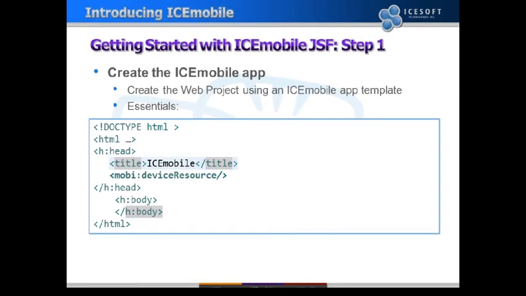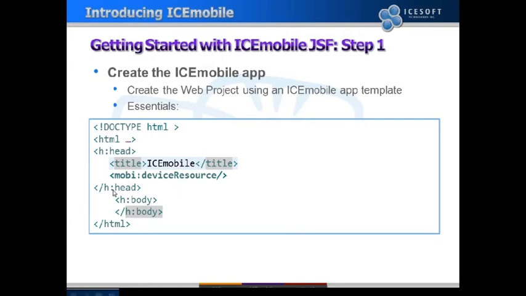After we've created our mobile app, the plugin has automatically created the boilerplate code for us. Now, a few important features there are the HTML5 doc type. Now, ICEmobile is HTML5 and CSS3 based. To get the most out of the browsers, you're going to want to use the HTML5 doc type, which we do in the template code there.